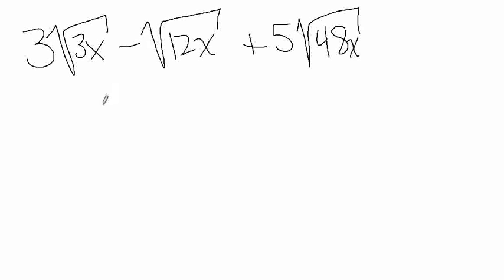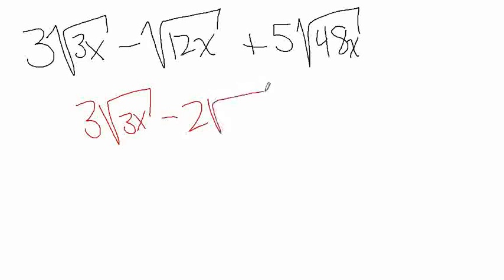All right, here's the best I can do. The 3 root 3x, I really can't do anything with that. The 12x, I can do something with the 12. So 12 is 4 times 3, so 2 root 3x. And for the last one, 48 is 3 times 16, so I can take out a 4, and I have that.